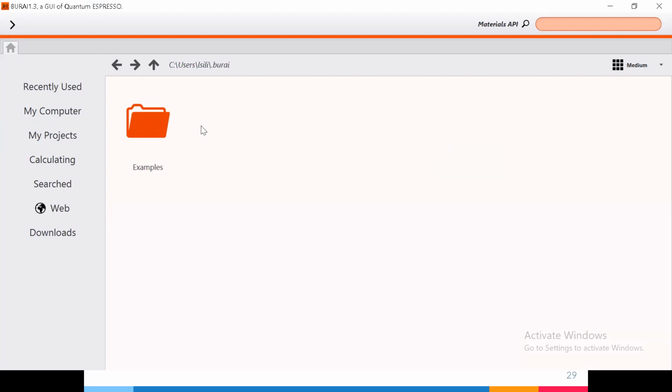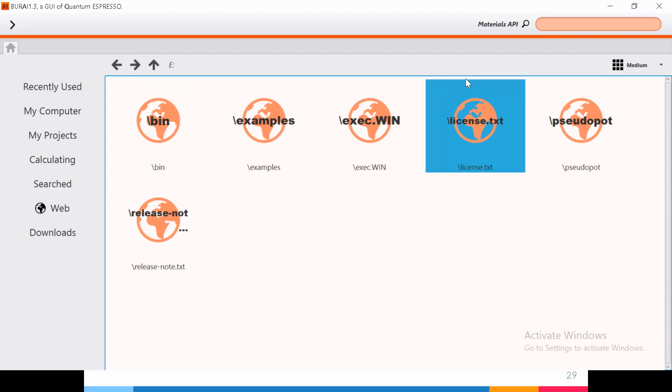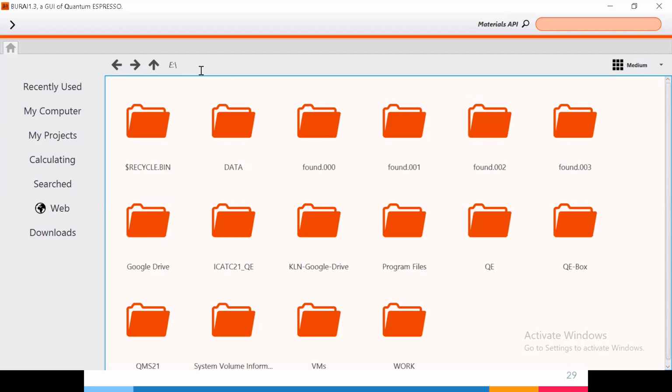So once you power up Burai, you have these links here that navigate to the place where you are accessing. There's no other way to access the drives in your computer. So if you want to access them, you just go here, type the drive letter, and drive letter and forward slash will take you to the drive. And my stuff is in here, if I remember, and I have a file.